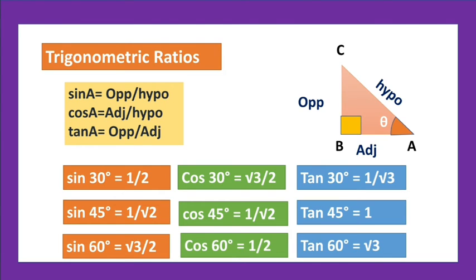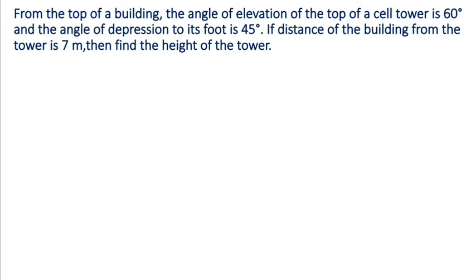Let us start the problem. This is the first problem. From the top of a building, the angle of elevation of the top of a cell tower is 60 degrees, and the angle of depression to its foot is 45 degrees. If the distance of the building from the tower is 7 meters, then find the height of the tower.